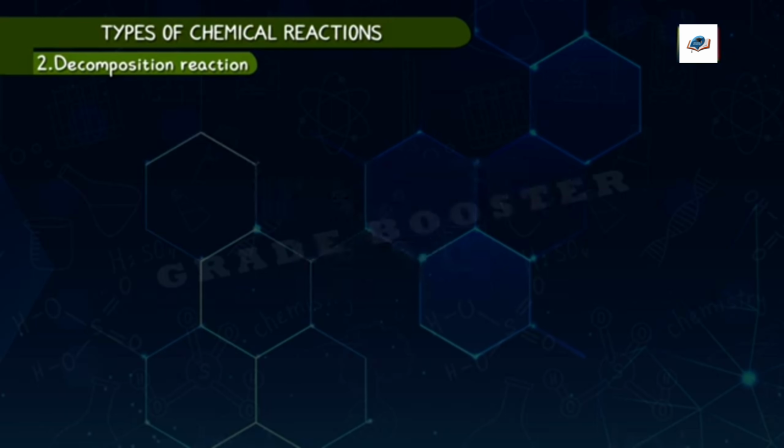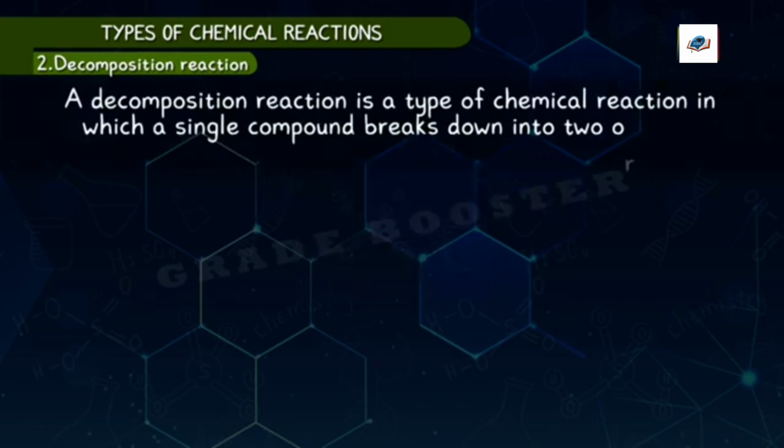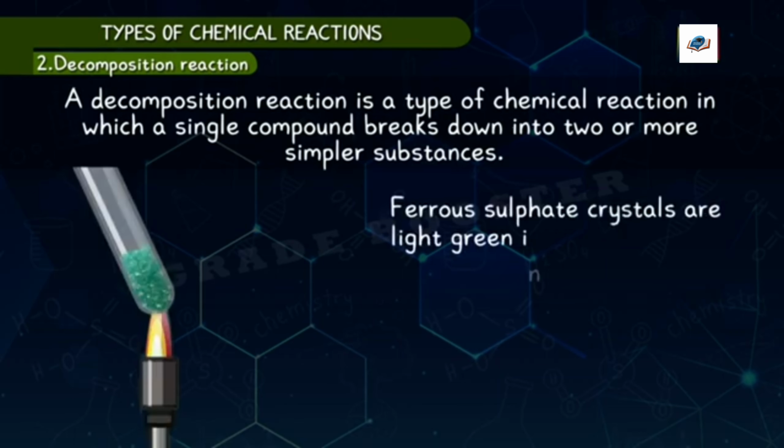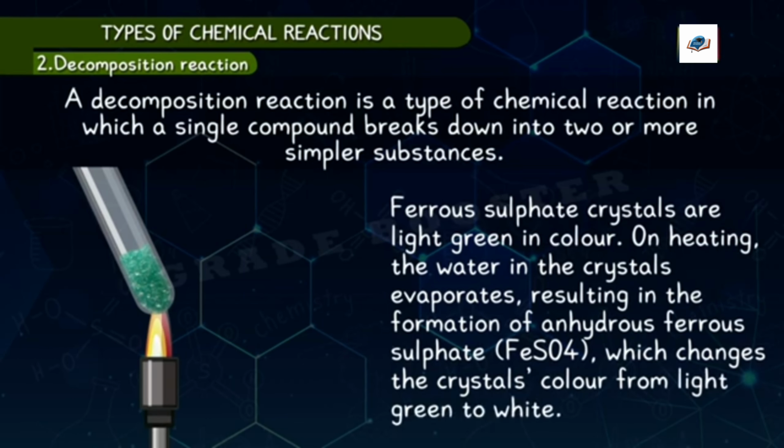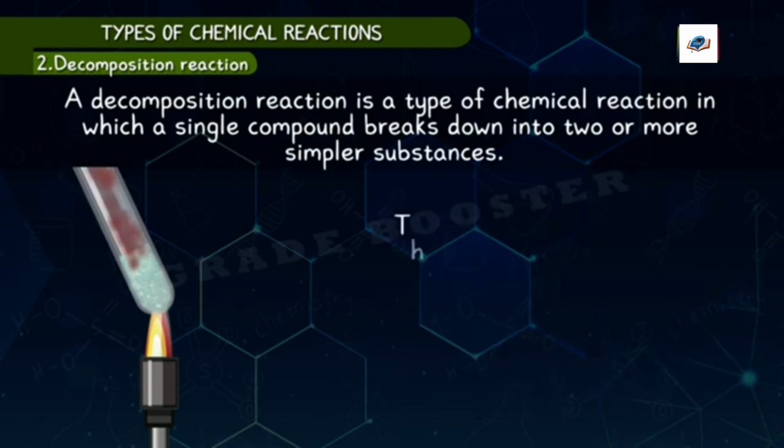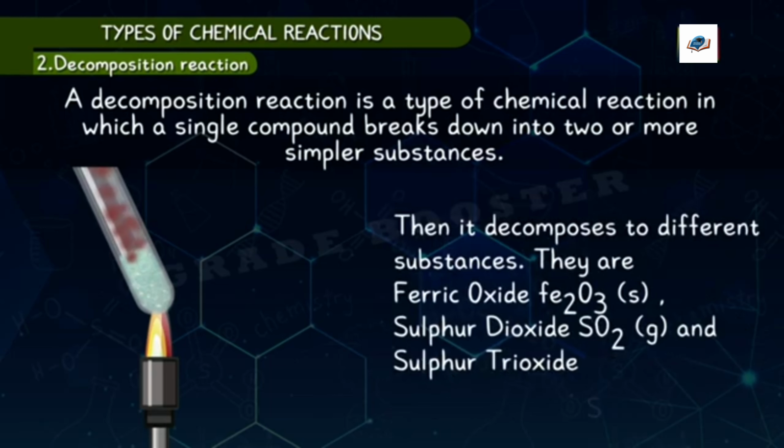Decomposition reaction. A decomposition reaction is a type of chemical reaction in which a single compound breaks down into two or more simpler substances. Let us see some examples of it. Ferrous sulfate crystals are light green in color. On heating, the water in these crystals evaporates, resulting in the formation of an anhydrous ferrous sulfate. The color of the crystals changes from light green to white. Now this compound decomposes to different substances: the ferric oxide, sulfur dioxide, and sulfur trioxide.